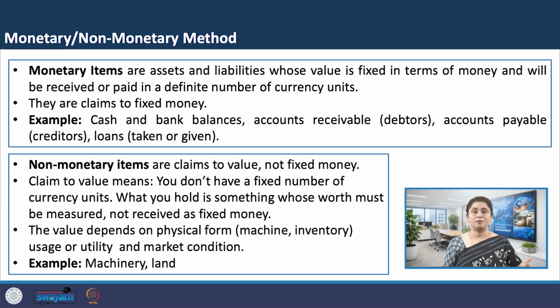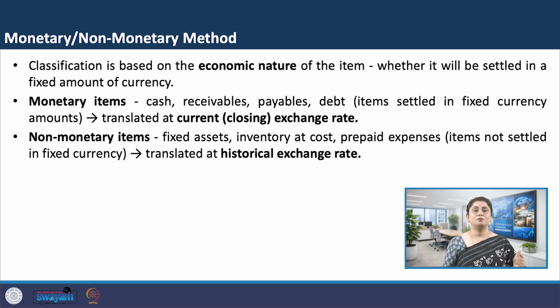Example, you bought machinery for $10,000. You are not going to receive 10,000 back. You have a machine, not a money claim. Its value depends on its depreciation, productivity, resale price, etc. This method moves away from maturity based classification and instead focuses on the economic nature of each item.